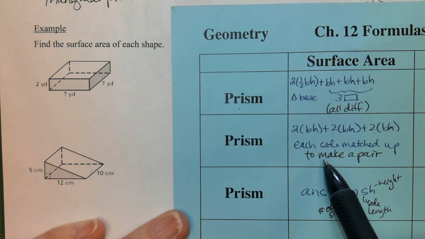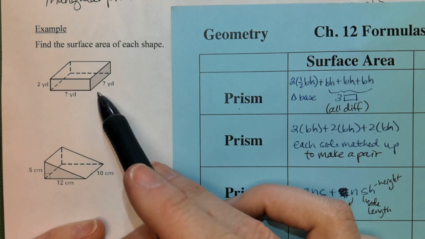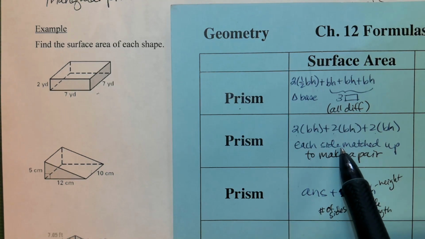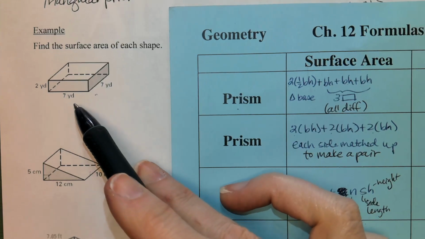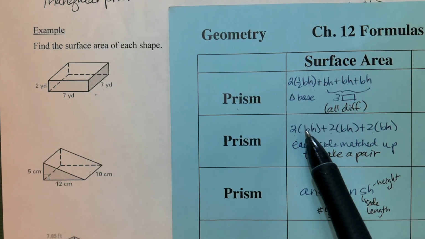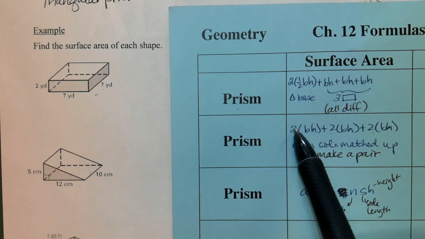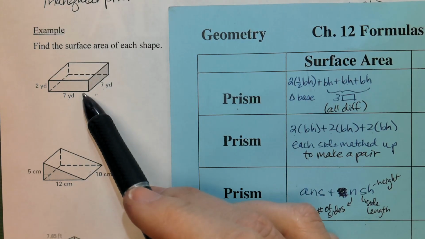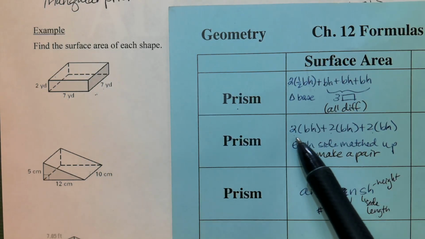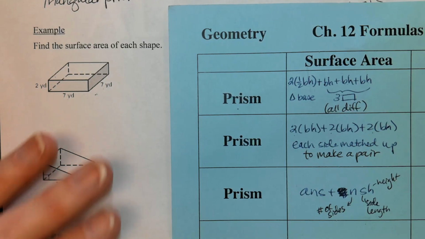Then you've got the box or rectangular prism, and every side measure needs to be matched up to make a pair. So you're going to match up 7 and 7, then you're going to match up 7 and 2, and then we're going to match up 2 and 7. So there's 2 of each of those sides. So like 2 top and bottoms to your box, 2 left and rights to your box, and then 2 front and backs. So we're finding all of those sides.